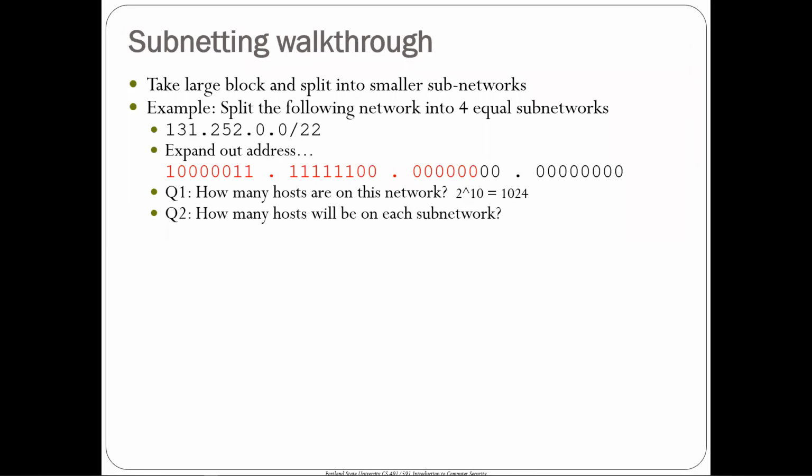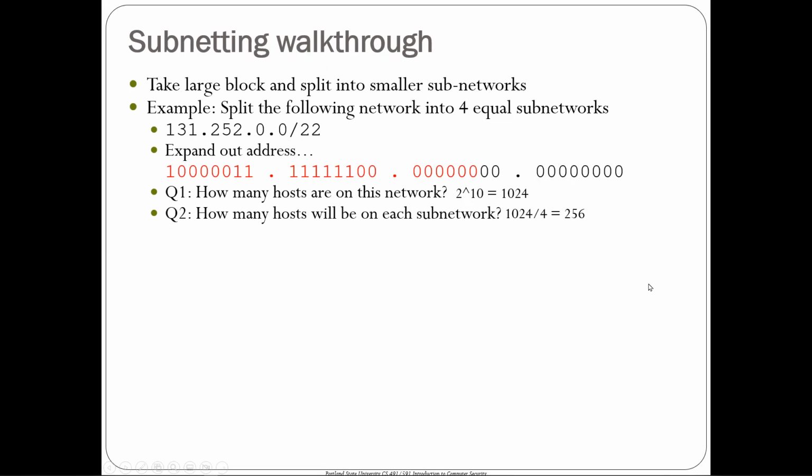The next thing is, if I split this up into 4 equal subnetworks, how many hosts are going to be on each of those subnetworks? Well, you just divide 1024 by 4. And so you can split this up into 4 networks, each with 256 hosts on it. And then the number of bits that you require to denote 256 hosts is basically 8.